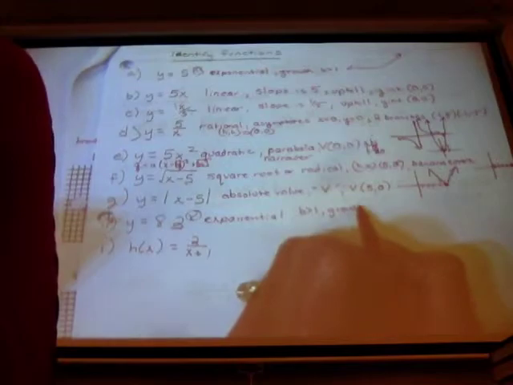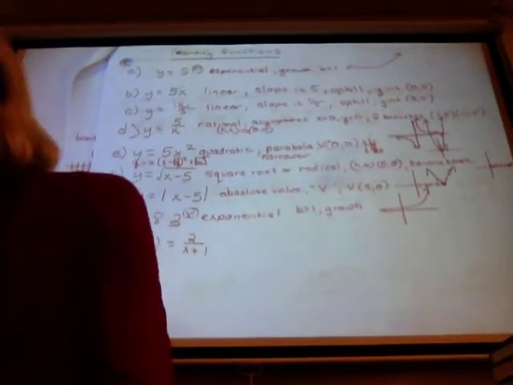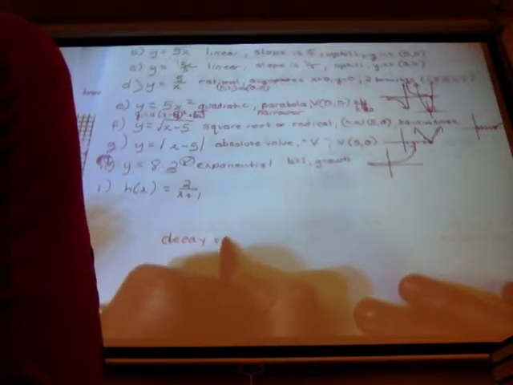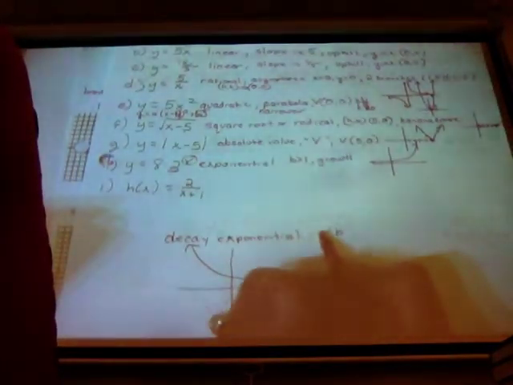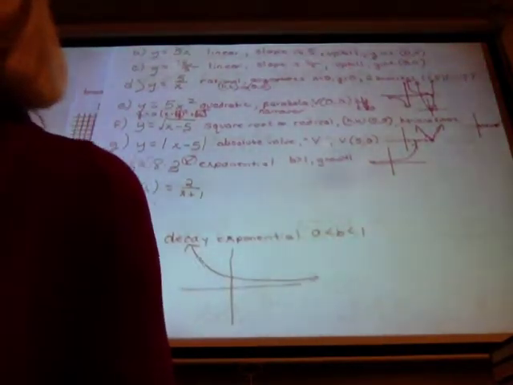So I know since it's a growth, it's going to go up like this. If it was a decay, I'll just show you down here. A decay exponential would be declining as x increases. This is when b is in between 0 and 1. B is not going to be negative.